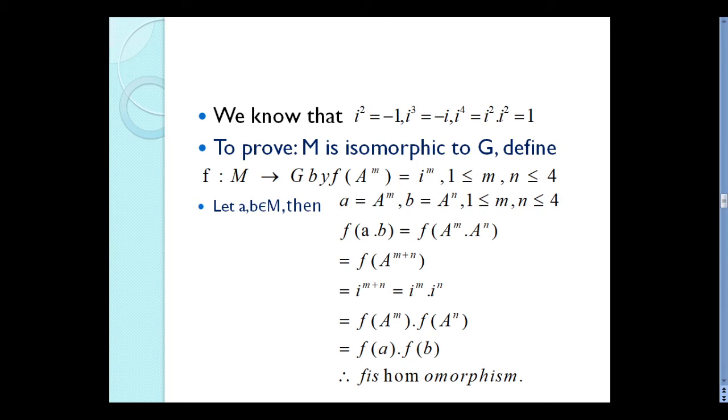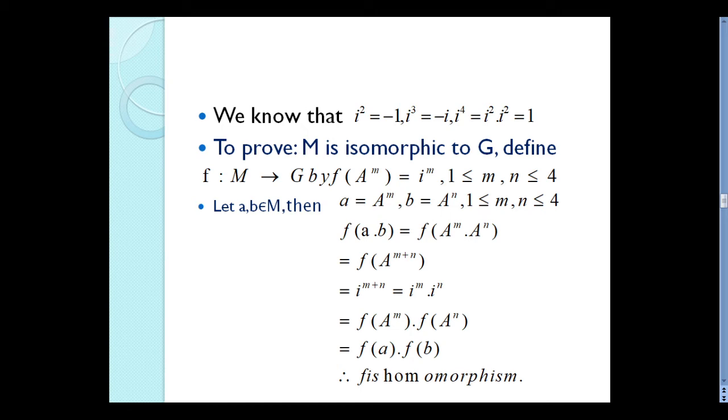Now take another a, b belonging to M, that is a equal to a power m, and another element b equal to a power n. So the range is 1 to 4. Now we have to check it is a homomorphism. We want to prove first of all isomorphic. So for isomorphism we have to prove homomorphism, then 1-1 and onto. Then only we can tell M is isomorphic to G.